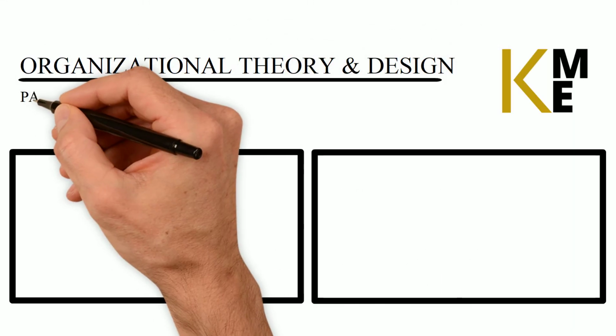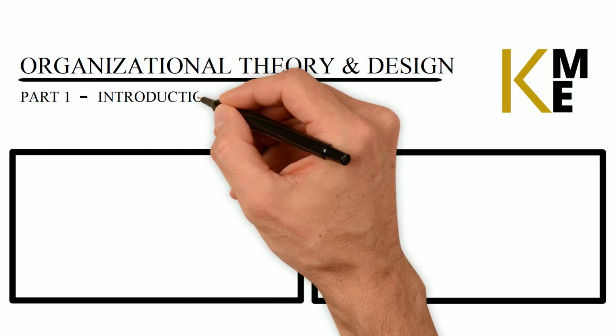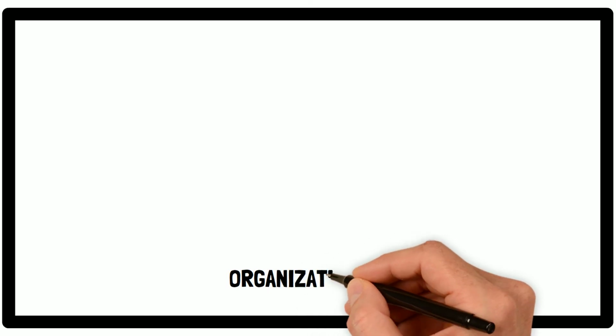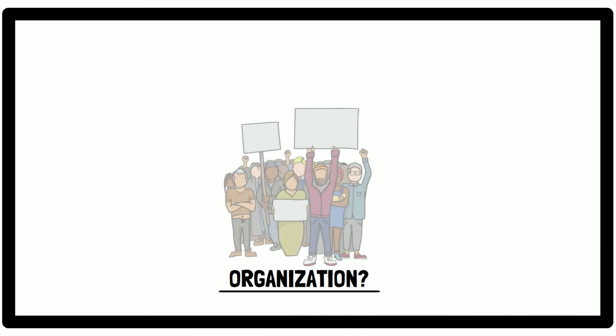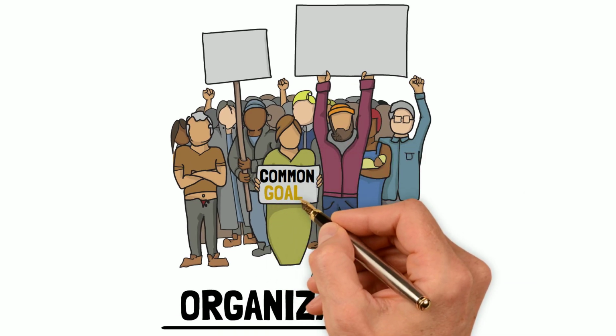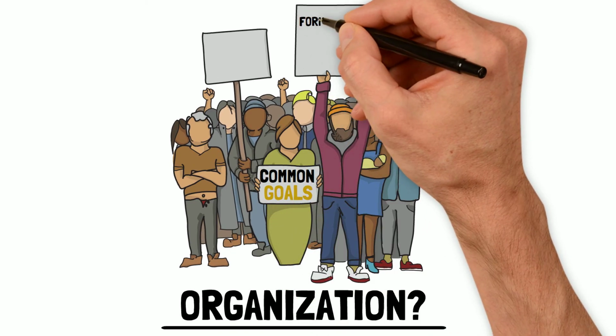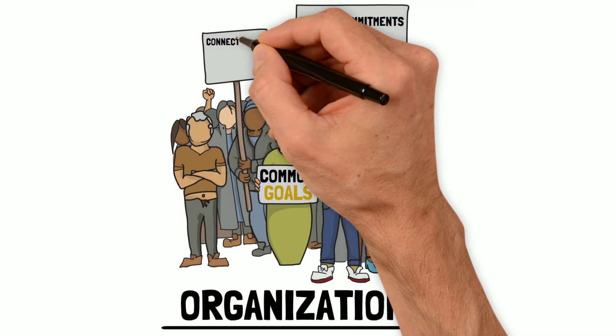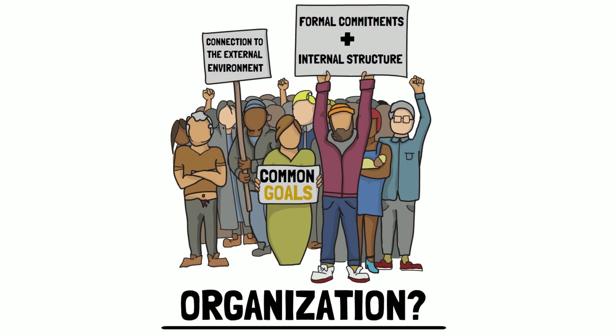Organizational Theory and Design, Part 1, Introduction to Organizations, a summary. What are organizations? An organization is commonly defined as a group of people who identify with each other and may have a common goal. Organizations also tend to have formal commitments, internal structures, and connections with the outside world.